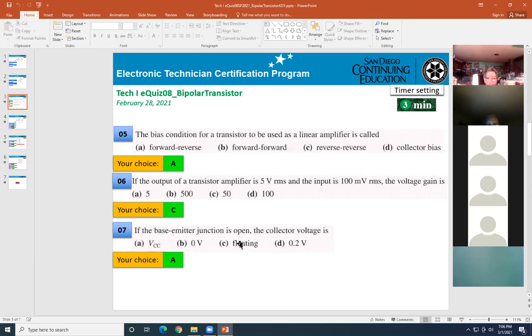If the base-emitter junction is open, then the collector voltage will be equal to VCC.